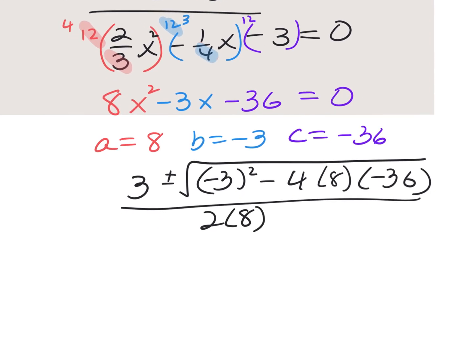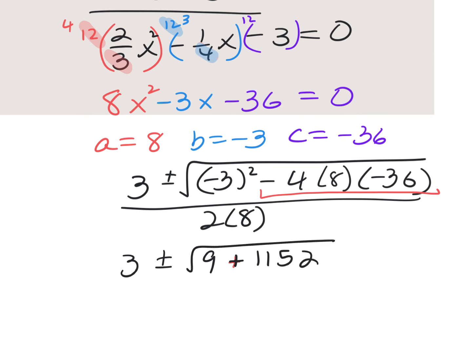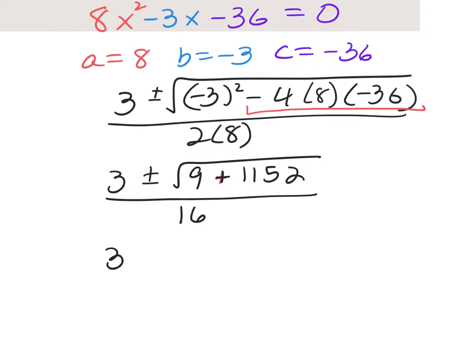I need to simplify what's underneath that square root. So I'm going to go ahead and square the negative 3, multiply negative 4 times 8 times negative 36, and I get positive 1,152. And then 2 times 8 is 16. Now I need to add what's under the square root. So that gives me 9 plus 1,152 gives me 1,161. And now I got to break that down.